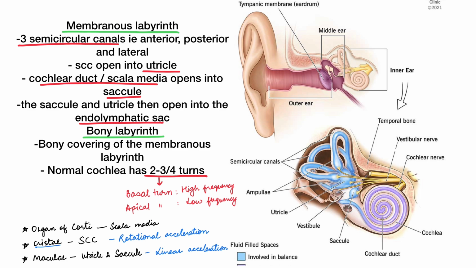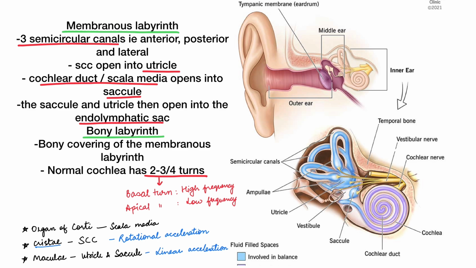All of these three open into the utricle. Then we have the cochlear duct or the scala media, which opens into the saccule. And both of these together, utricle and saccule, open into the endolymphatic sac. Then all of this membranous labyrinth is covered by the bony labyrinth.